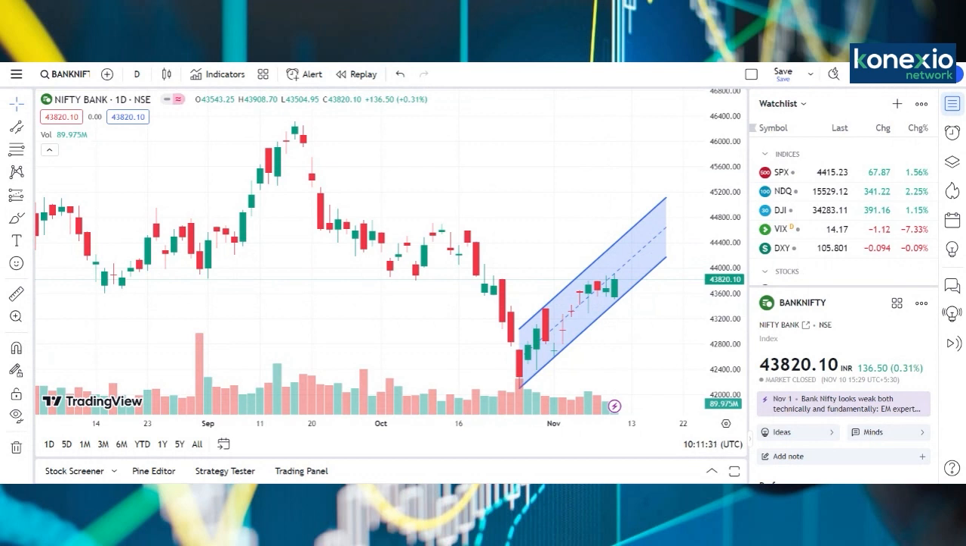Definitely, the setup of the charts is poised and it has potential to test the upward resistance trend line, which is almost coming around, say, 44,500 to 44,800 in coming trading sessions. So, looking at these charts, we feel the trend seems to be positive. Any dips should be used as a buying opportunity.